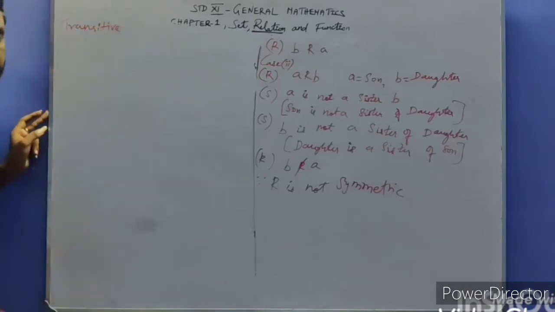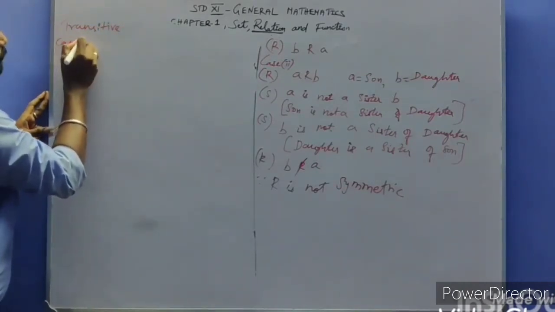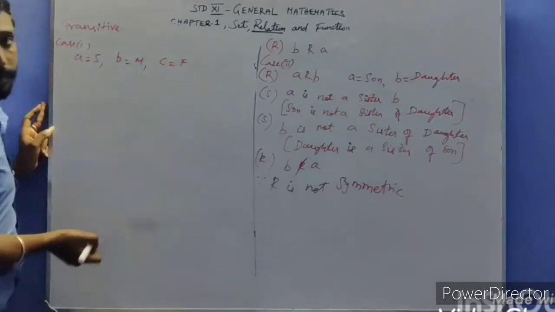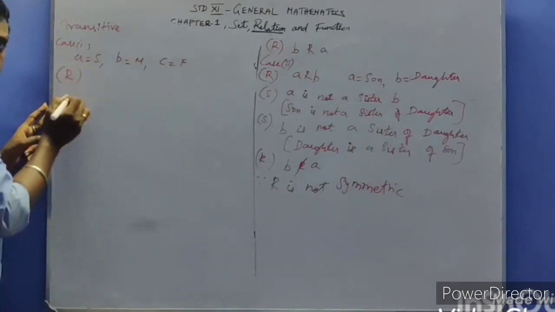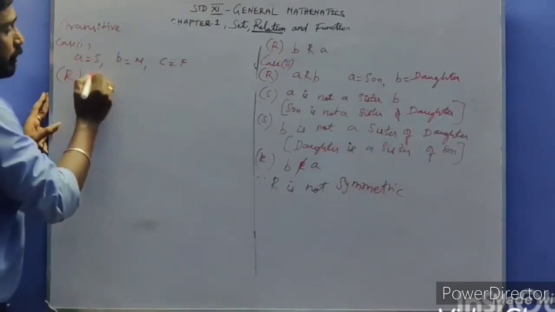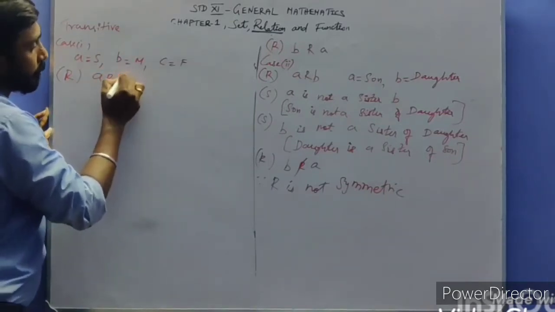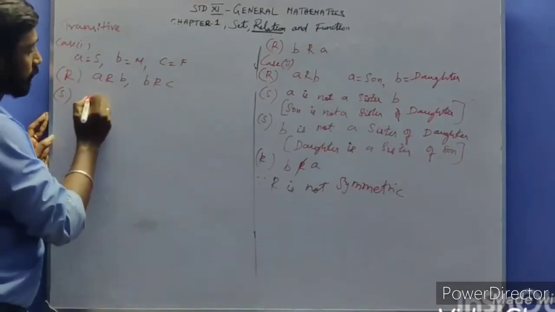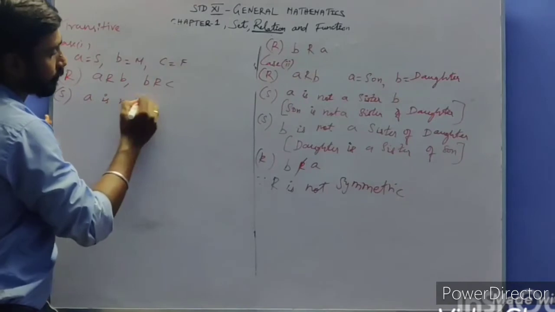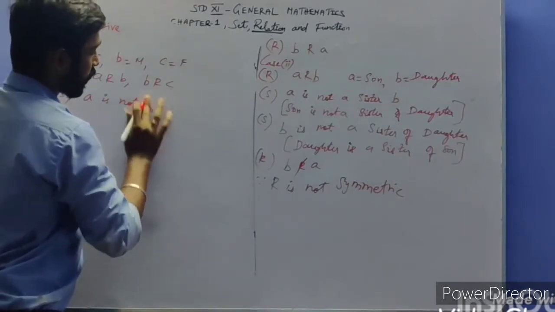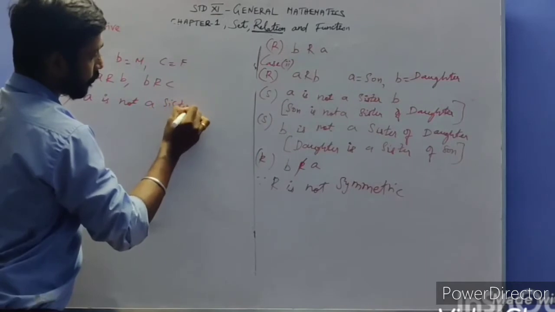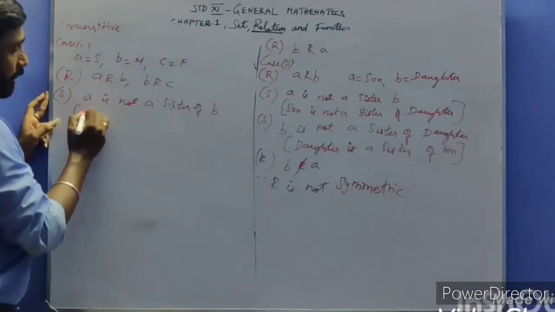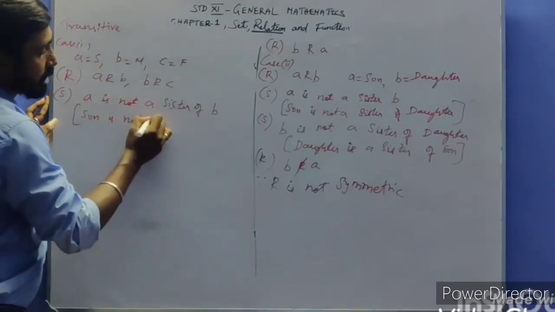First we have to find out the transitive. It looks like case 1. A is equal to son, B is equal to mother, C is equal to father. Listen here. First we have to find out the relation. That will be A related to B, B related to C. The statement you have to write here is A is not a sister of B. That means, for example, A will be son, son is not a sister of mother.